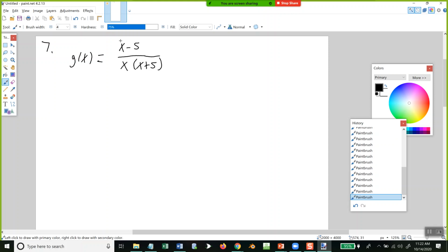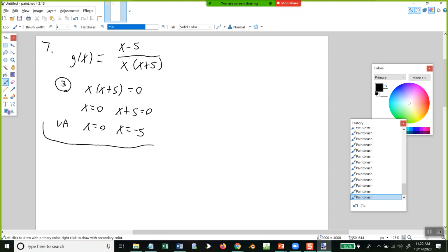They have to be exactly the same. If this was x minus 5, this would have to be an x minus 5. So then step 3, set your denominator equal to 0, then solve. So I'm going to have x equals 0 and x plus 5 equals 0, which gives us 0 and negative 5. Those would be my vertical asymptotes.